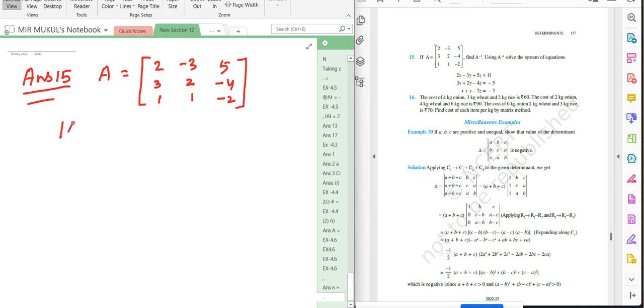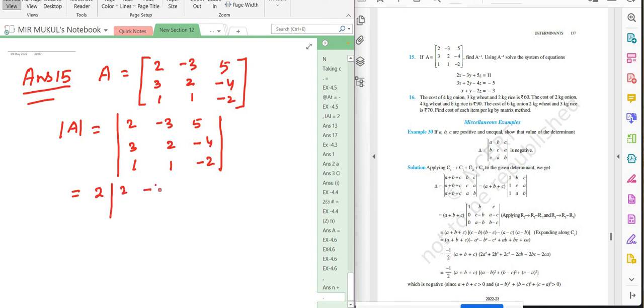So first we have to find the determinant of A. So 2 minus 3, 5, then 3, 2 minus 4, then 1, 1 minus 2. Now expand it. 2 into the minor of 2, which is 2 minus 4, 1 minus 2. Minus of minus 3, and the minor of minus 3 will be 3 minus 4, 1 minus 2.